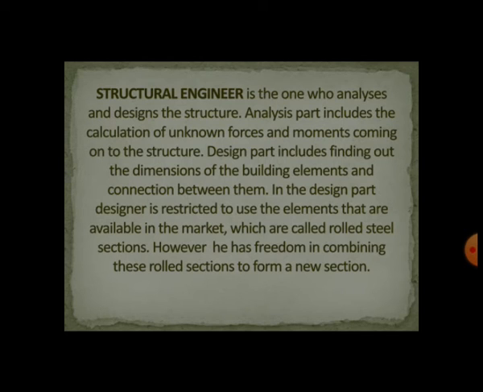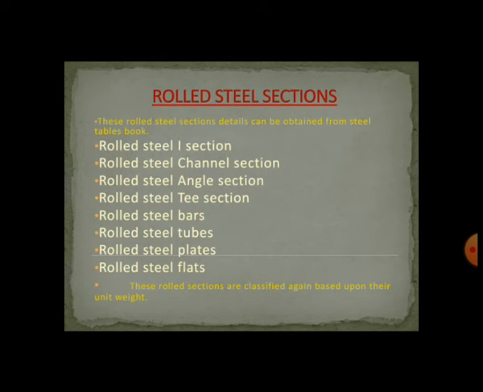A company may not cast steel structures for an individual member. They cannot cast the rolled steel sections for a particular individual member; it becomes uneconomical for the manufacturer. So it is the job of the structural engineer to design the structure in such a way that the sections are available in the market. These are the most commonly available rolled steel sections in the market.